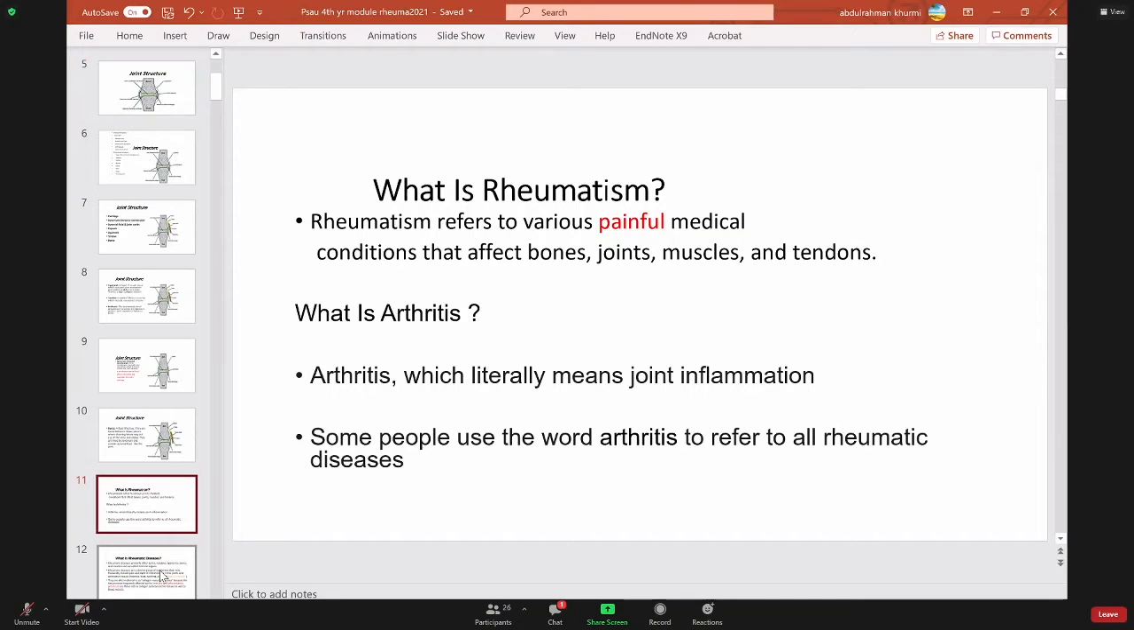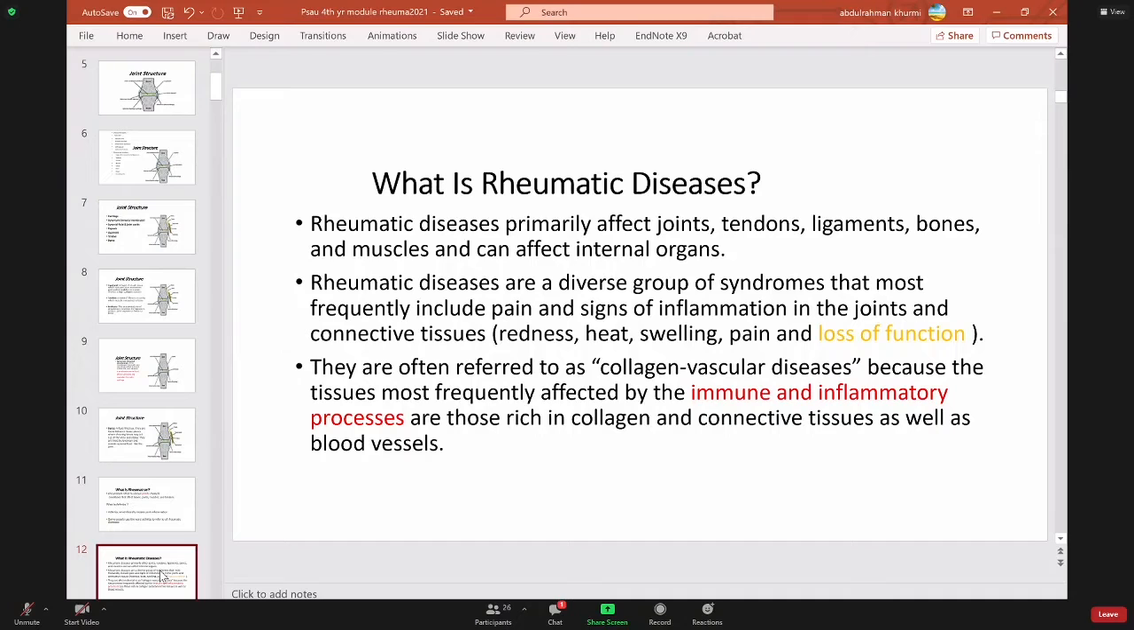So arthritis itself is part of the rheumatism. It means inflammation of the joint. And arthritis does not contain the whole rheumatism. Arthritis is part of rheumatism, and there are other parts of rheumatism, like, for example, you have bursitis, you have arthritis, you have hematological diseases, and others. Rheumatic disease affects joints, tendons, ligaments, muscles, and can affect also internal organs, as we said, like in lupus. And there are multiple diseases and multiple syndromes.